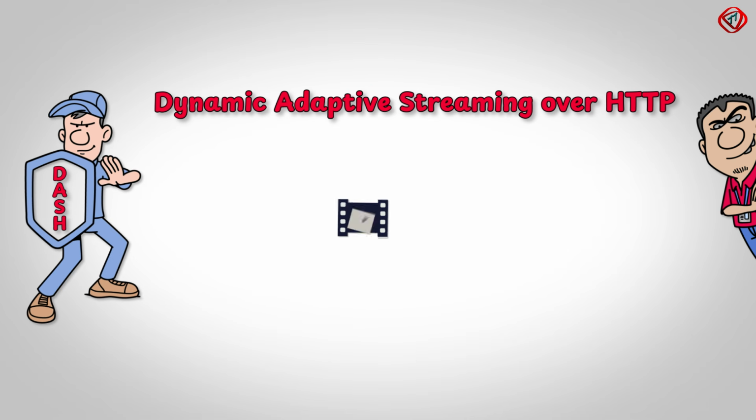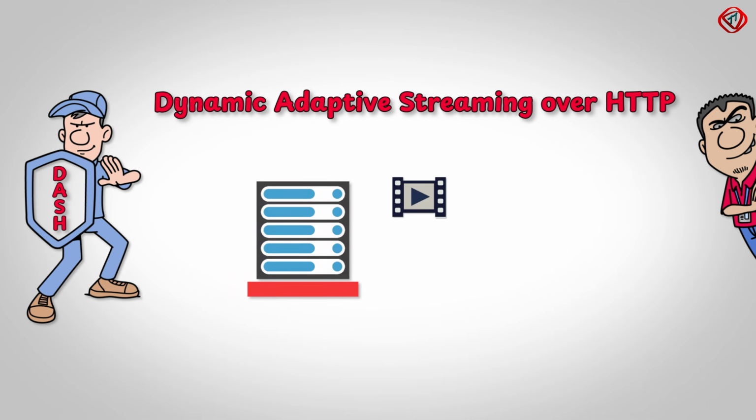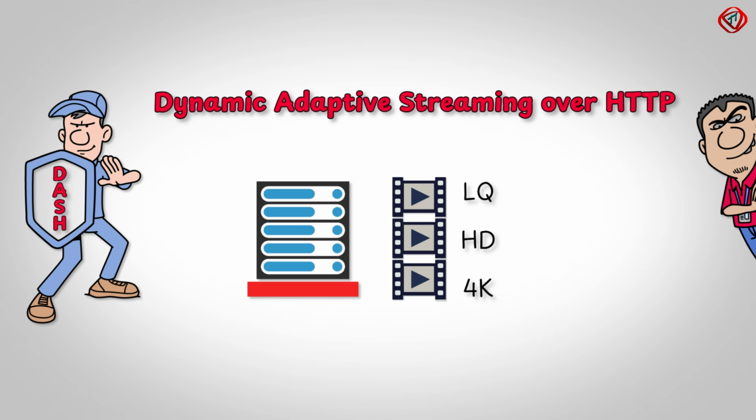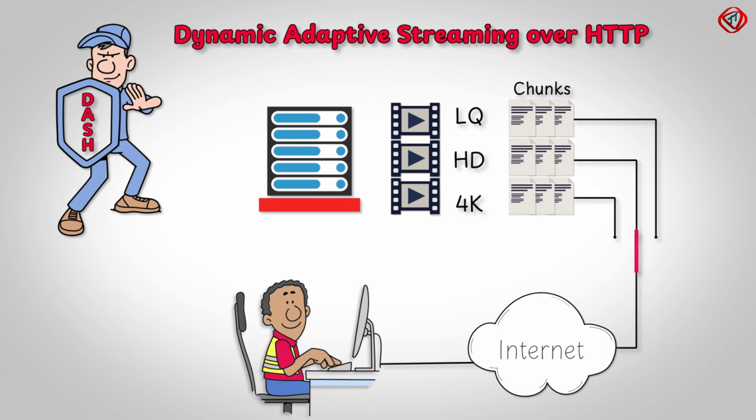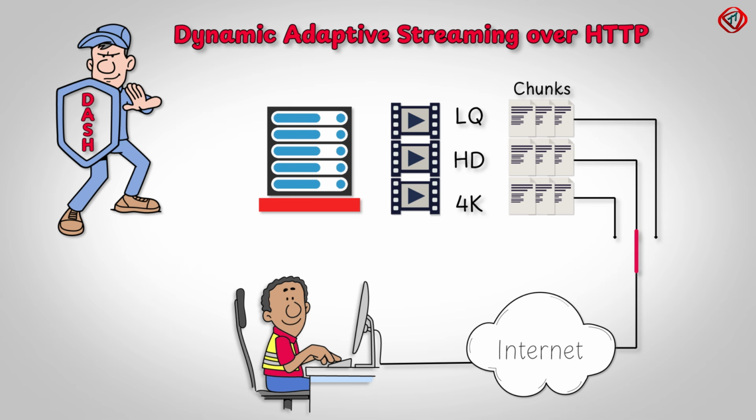Instead of storing one version of the video, the server stores multiple versions. For example, low quality version, HD version, and 4K version. Means same video but different qualities. Now, the video is divided into small chunks of few seconds each. Before downloading the next chunk, the client checks how good is my current internet speed.